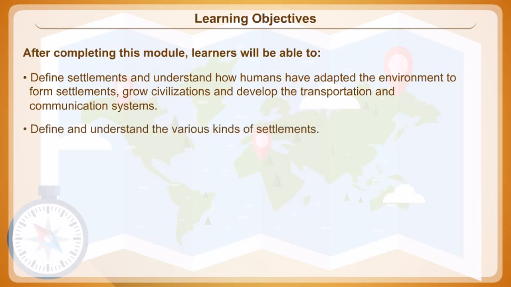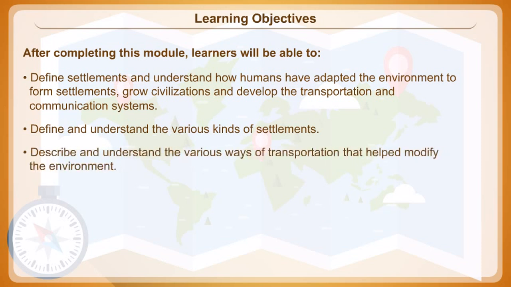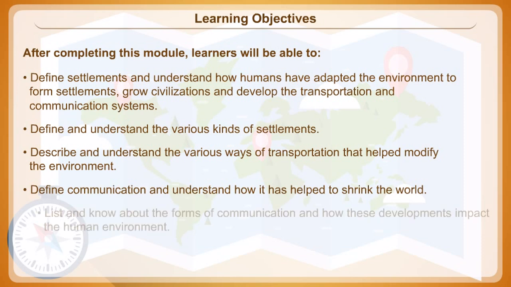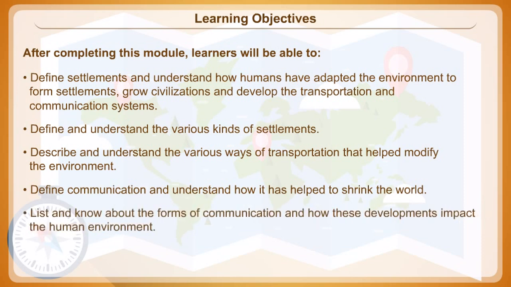Define and understand the various kinds of settlements. Describe and understand the various ways of transportation that helped modify the environment. Define communication and understand how it has helped to shrink the world. List and know about the forms of communication and how these developments impact the human environment.